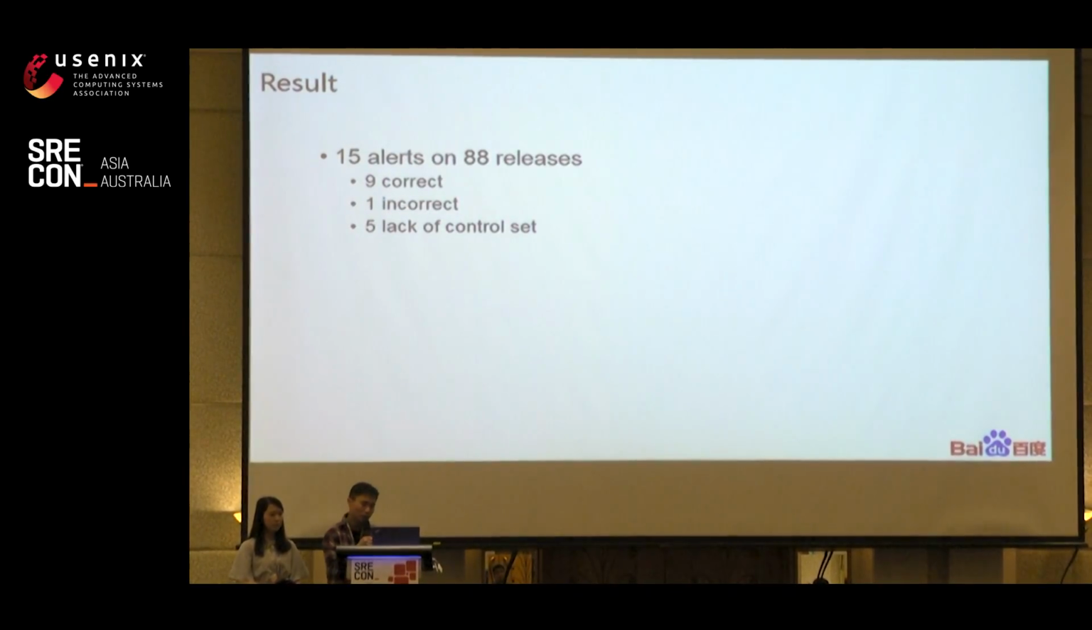So we have conducted some offline experiments on the previous cases, and we chose 88 releases in our history, and we find that the algorithm reports 15 alerts on it. And 9 of the 15 alerts are correct. 1 of the alerts is incorrect, and the remaining 5 report alerts because of the lack of control set data. If we introduce the control set data back, probably they will not report alerts.